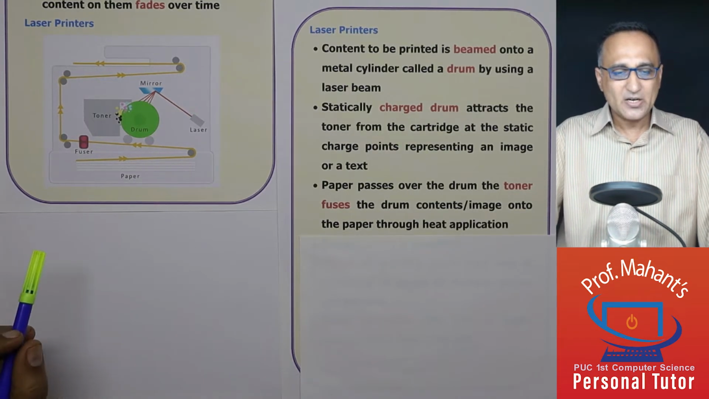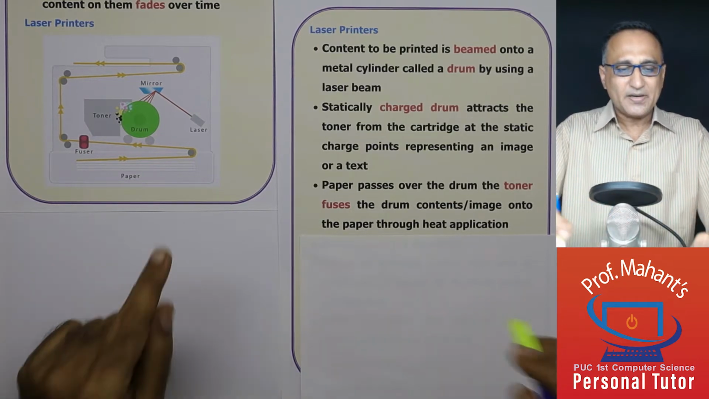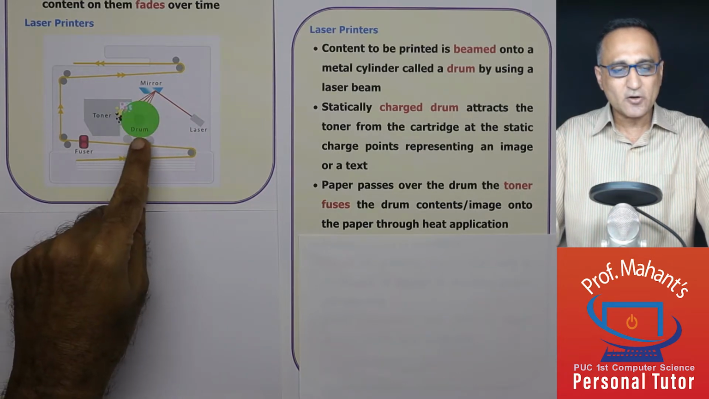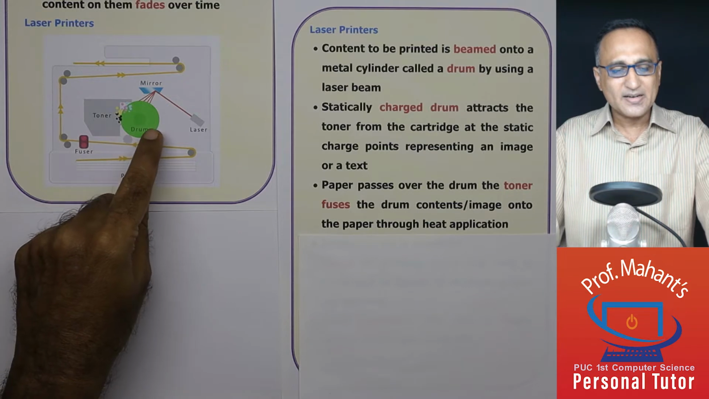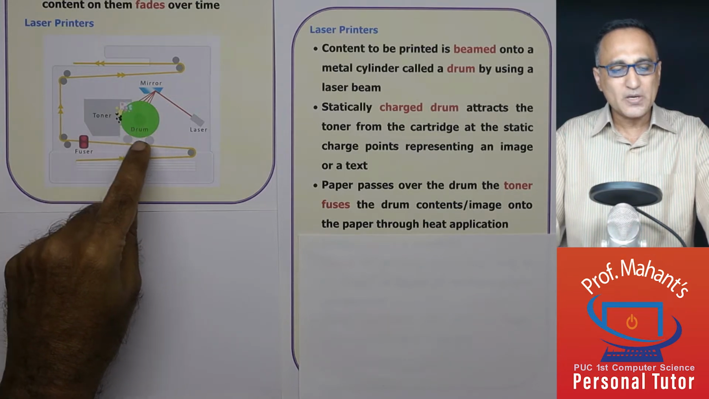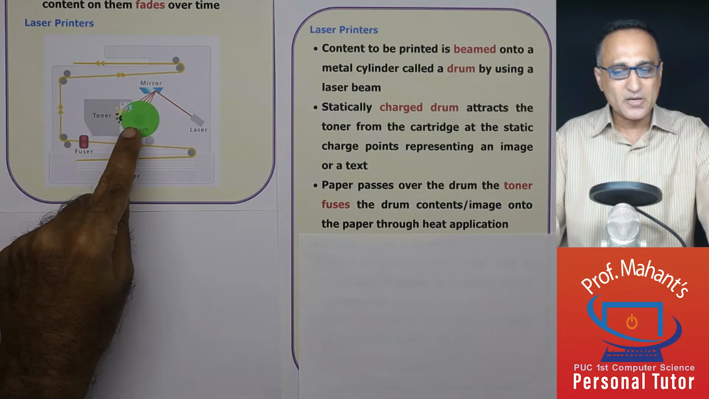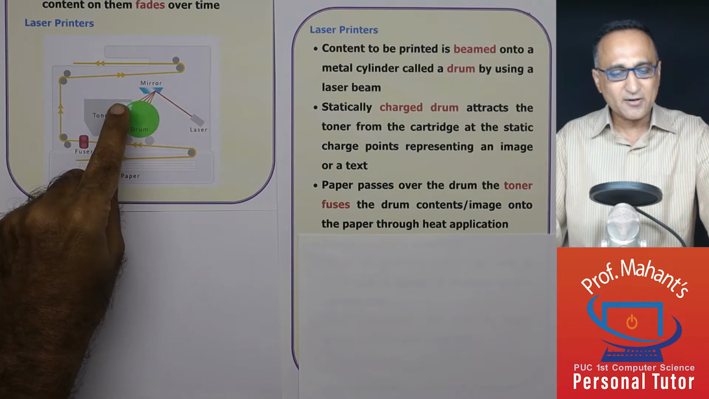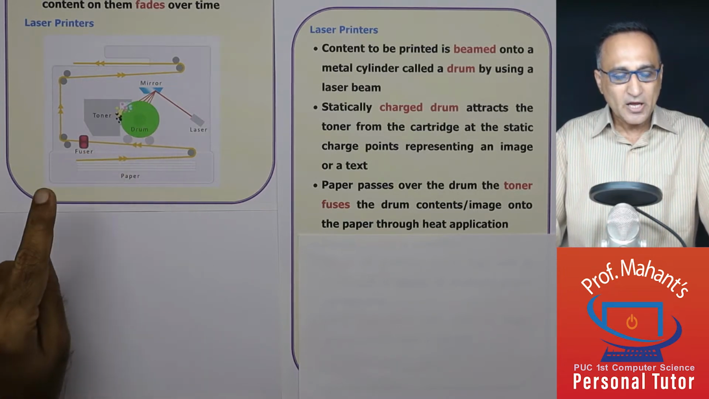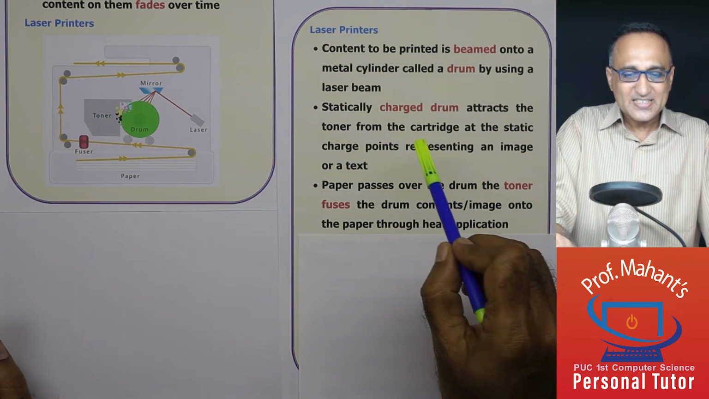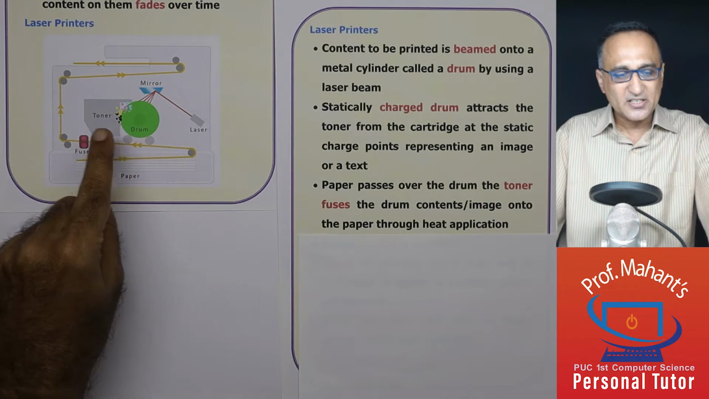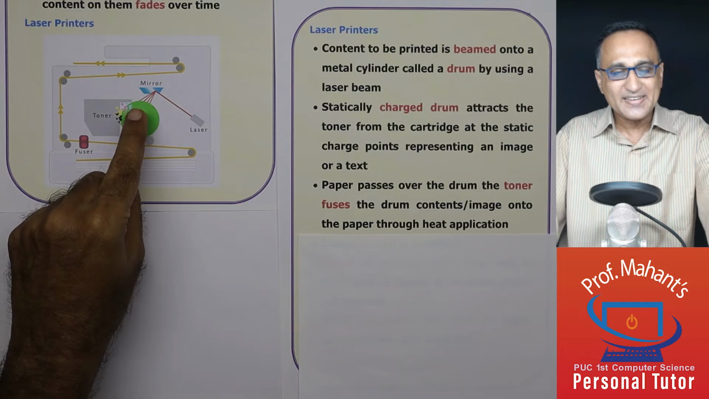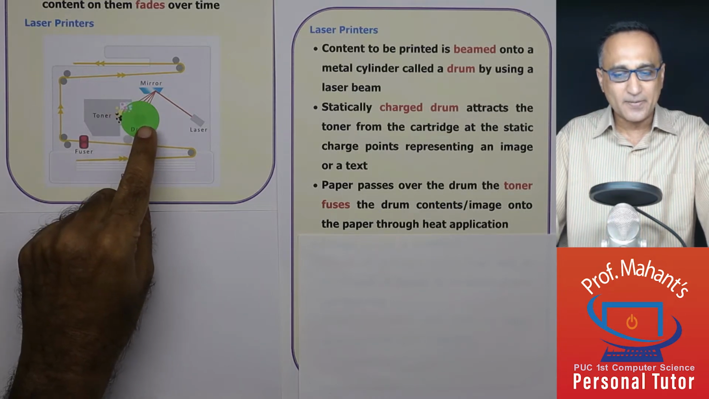Whatever the content is, that content is beamed onto this mirror, which reflects it onto this drum. This drum contains the complete page of text or image that is going to be printed. The laser beams the content of the entire page onto the drum. Now, this drum is statically charged. Since it is statically charged, the toner or the ink is attracted only at those points where the light rays form characters or images on the drum.